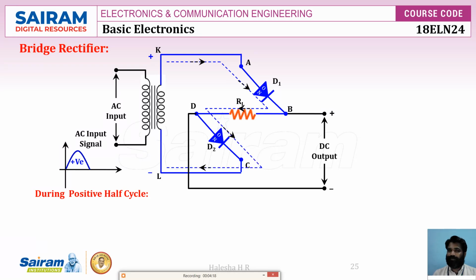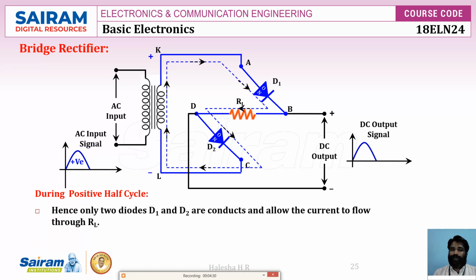This is the current flow direction, current flows in this direction. So this is the direction of current flow, and this is the output signal. Hence only two diodes, D1 and D2, conduct and allow current to flow through RL. So the output voltage V0 is equal to Vi minus 2 Vf. Why do we consider 2 Vf? Because we have two diodes in the path. Here there is a voltage drop Vf, plus again a voltage drop Vf here, so Vf plus Vf, 2 Vf. That is why 2 Vf. Practically, the output voltage is equal to Vi minus 2 Vf.